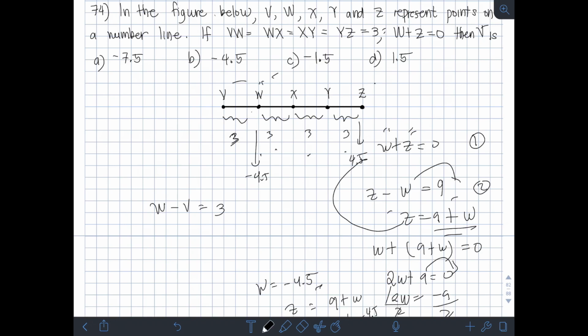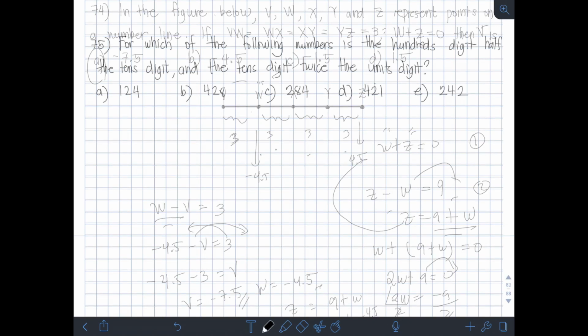Okay? So, because W is to the right of V, it should be W minus V. Okay? So, substitute. We already got W as 4.5, so 4.5 minus V is equal to 3. So, therefore, I'll just transpose negative V, and 4.5, I'll transpose here 3, minus 3. So, negative 4.5 minus 3 is equal to V. So, therefore, V is equal to negative 4.5 minus 3, negative 7.5. So, the coordinate of V is negative 7.5.